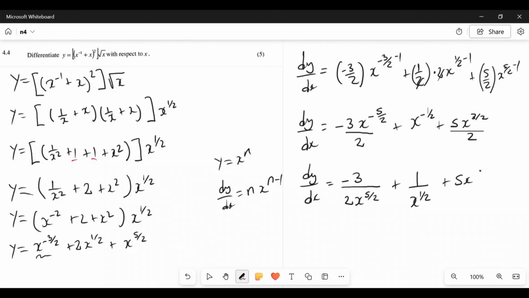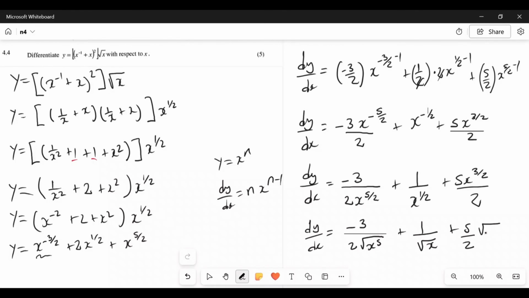So we're going to have 5 x to the power of 3 over 2 divided by 2. There we go. You can go further. By the way, this is the answer. But if you decide to go further and leave the answer in surds, you can write the following: negative 3 over 2 multiplied by root x to the power of 5, plus 1 over root x, plus 5 over 2 root x to the power of 3. So you can leave your answer like this. It's still fine, people, but this one as well, it's accepted.